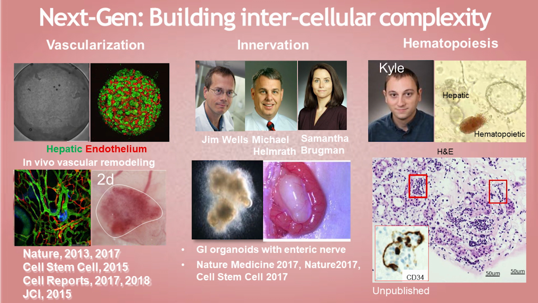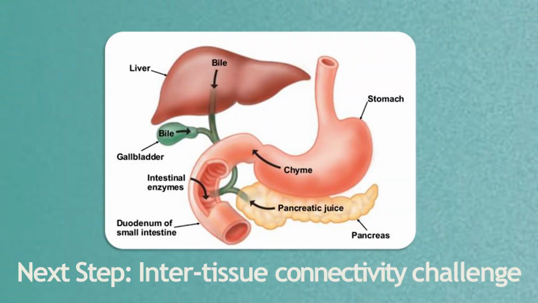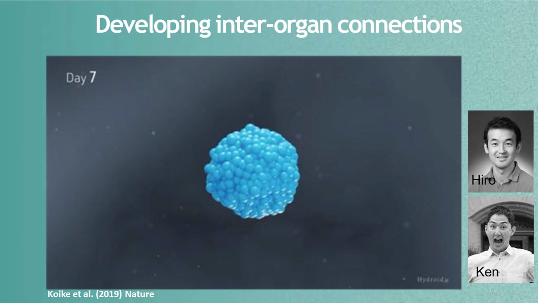But what I'm going to talk about is a different complexity. The previous talk was about intercellular complexity, but what I'm going to target as the next field is intertissue connectivity, because if you have a defect in the biliary tract, your liver is going to fail because of the bile toxicity. So when you think about making functional liver tissues, you need to think about neighboring tissue connections as well. Over the past few years, Hiro and Ken have been working hard to develop the connections in an organoid model.